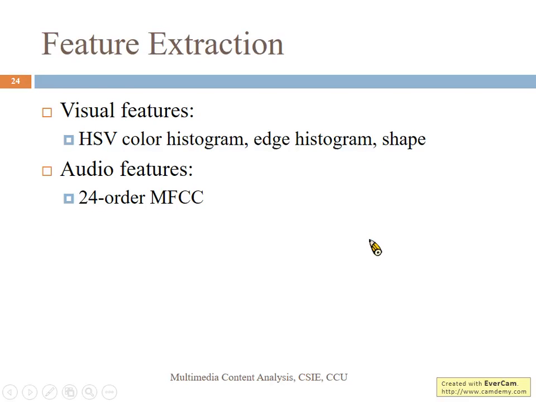The visual features they extract include HSV color histogram, edge histogram, and shape. For audio features, they extract 24-order MFCC. So again, we can see the effectiveness of MFCC. In this work, they just use MFCC, excluding other timbral audio features.